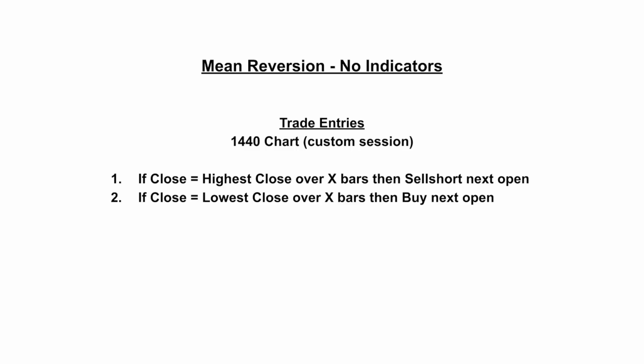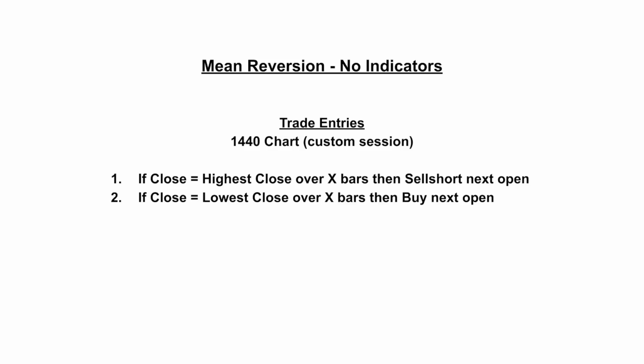So rule number 1, if the close, so we're just looking at closing prices here, if the close is the highest close over the last X amount of bars, then sell short next open. And the opposite is for buy trades: if the close is the lowest close over the last X bars, buy next bar at open.